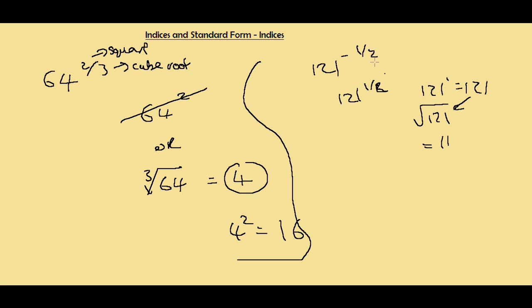Okay, so now we've got 11. I've done that bit, now I'm going to come back to this negative. So what do I do with a negative? Well, it means 1 over, and then whatever the number is, so 1 over 11. So hopefully that makes some sense.